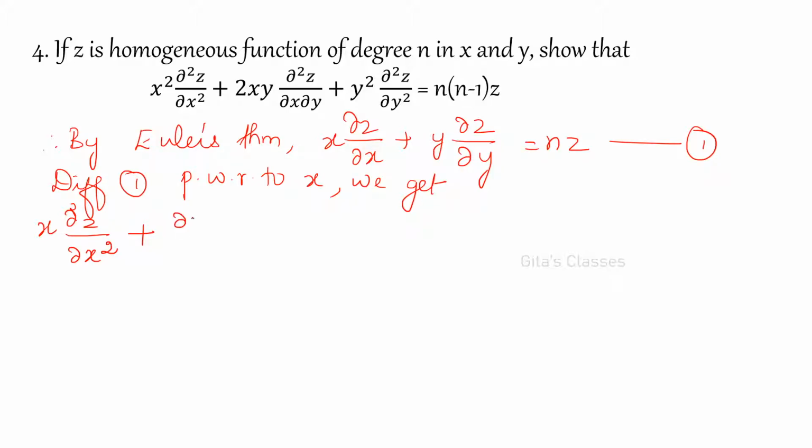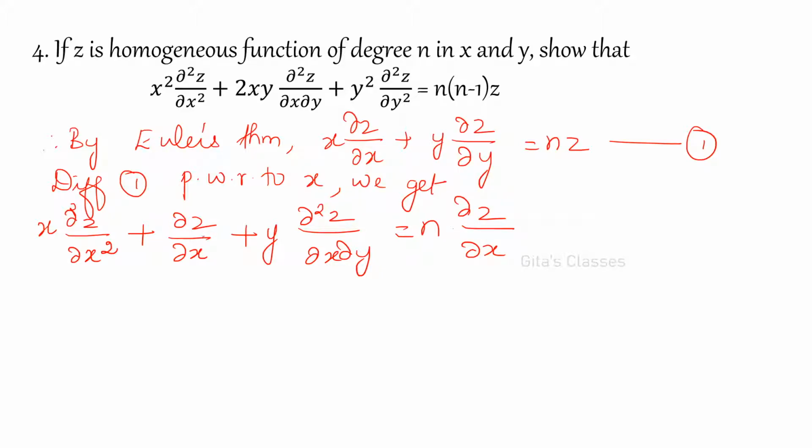Plus x you keep it as it is. So ∂z/∂x, right? Plus y is to be treated as a constant, but ∂z/∂y is a function of x and y. In the first introduction itself I told ∂z/∂x, ∂z/∂y, ∂²z/∂x², all those things are functions of x and y, right? So y is to be treated as a constant, you write as it is. So now this is ∂/∂x of ∂z/∂y. So ∂²z/∂x∂y is equal to n into z is a function of x and y. So ∂z/∂x. I have one ∂z/∂x in the left hand side.